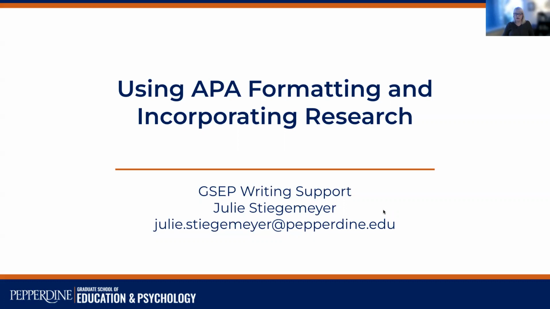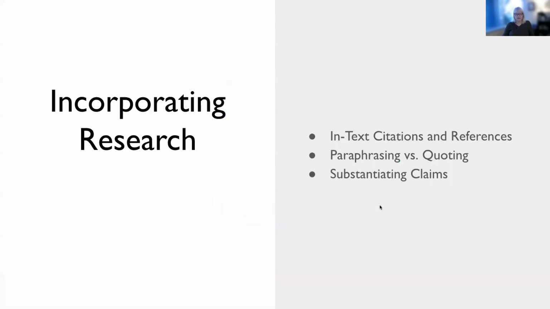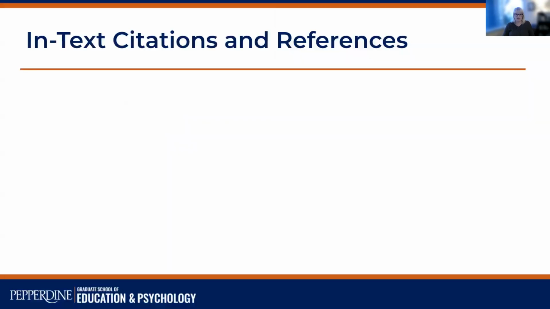In writing support, we often share resources with students, including information on APA formatting and incorporating research. And that's what I'll be sharing with you today. First of all, when we think about incorporating research, we can look at three different subtopics: in-text citations and references, paraphrasing versus quoting, and substantiating claims.